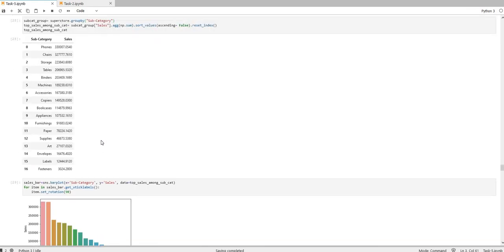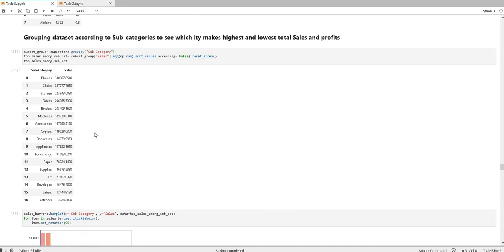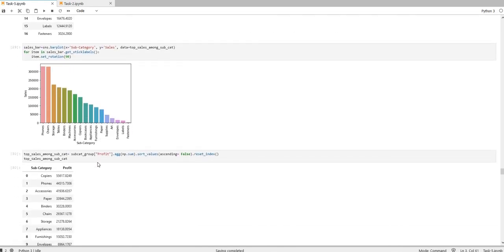Now I have categorized the data according to subcategory. Here it shows that phones have the highest total sales. In second there is chairs, third there is storage, and at last there is fasteners, which has the lowest sum of sales.